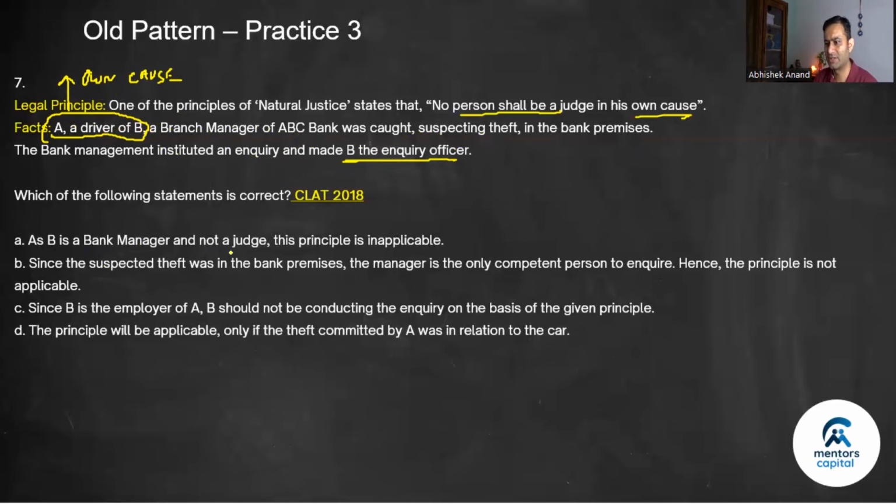As B is a bank manager and not a judge, this principle does not apply here. Since the theft was in a bank premise, the manager is the only competent person, not applicable. Since B is the employer of A, B should not be conducting, yes. Always the principle which is given has to be applied. In A and B it is not applying, in C it is applying. The principle will be applicable only if the theft committed by A was in... no, does not apply. Because B is the employer of A, there's an own cause, so B cannot be made the judge.